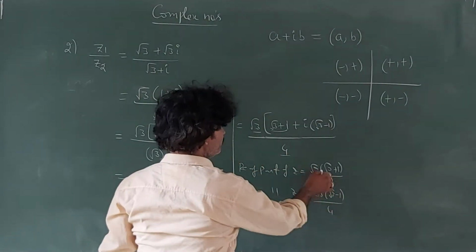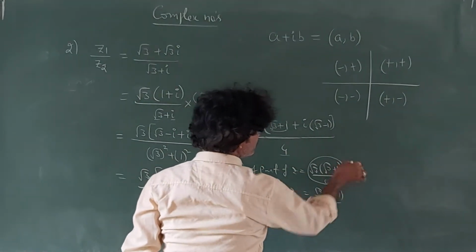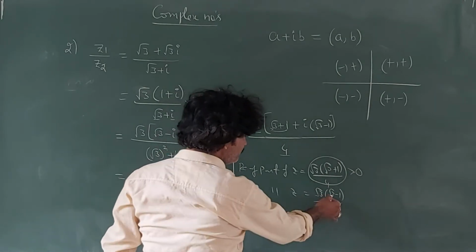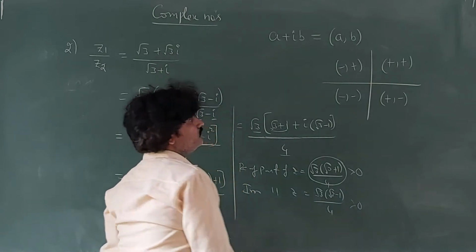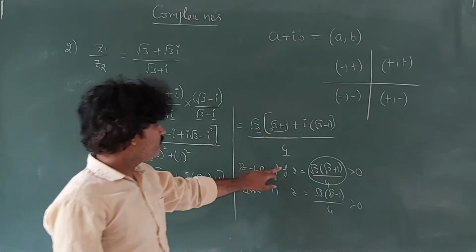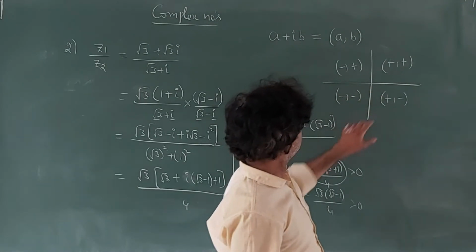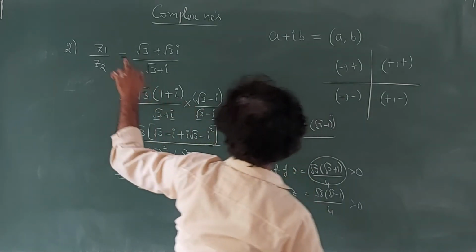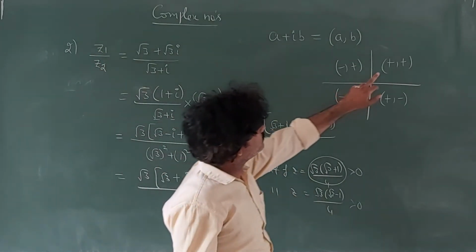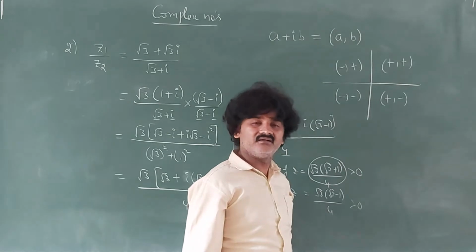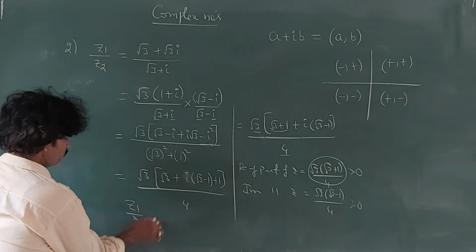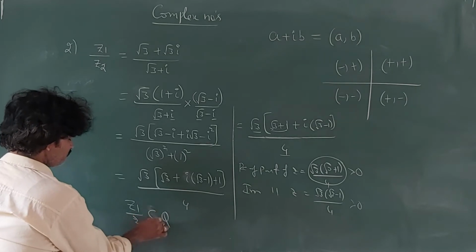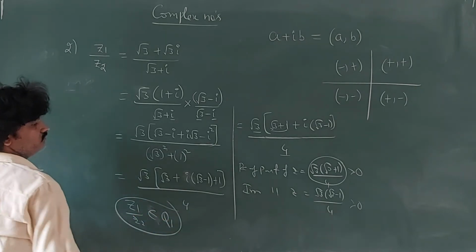Now here, the real part we got is positive. The imaginary part, root 3 minus 1, is also positive. So both x and y are positive, positive. Means this complex number z1 by z2 lies in which quadrant? Right, the first quadrant. So z1 by z2 belongs to the first quadrant. That's it.